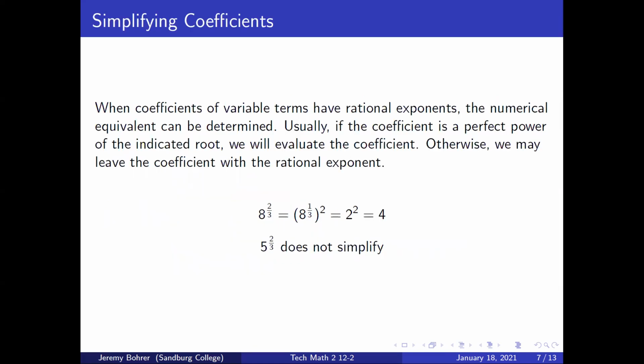When coefficients of variable terms have rational exponents, the numerical equivalent can be determined. Usually, if the coefficient is a perfect power of the indicated root, we will evaluate the coefficient. Otherwise, we may leave the coefficient with the rational exponent. 8 to the 2/3 equals 8 to the 1/3 squared, which is 2 squared, which is 4. But 5 to the 2/3 does not simplify.